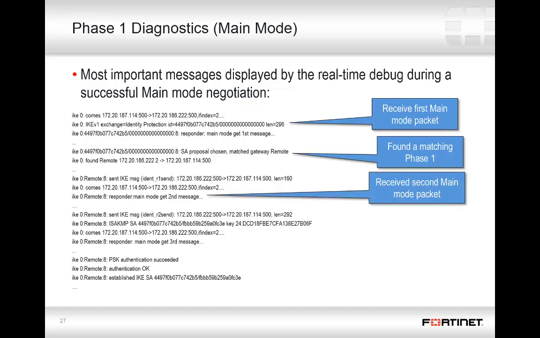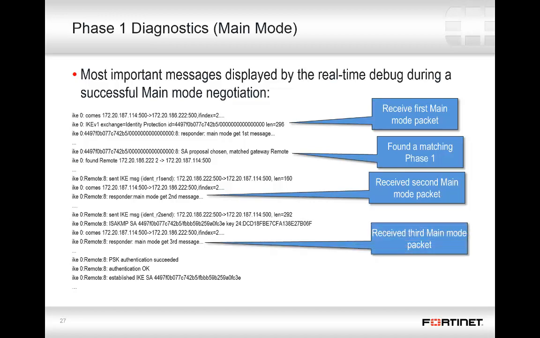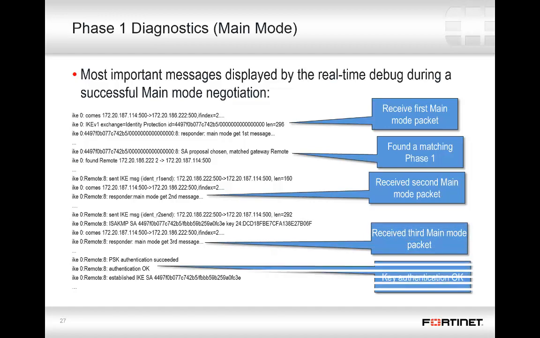FortiGate replies to the first main mode packet, then the second main mode packet arrives. FortiGate replies again, and the third main mode packet is received. After finishing negotiation, the output will display two messages. They indicate that the key exchange was successful and SA was established.